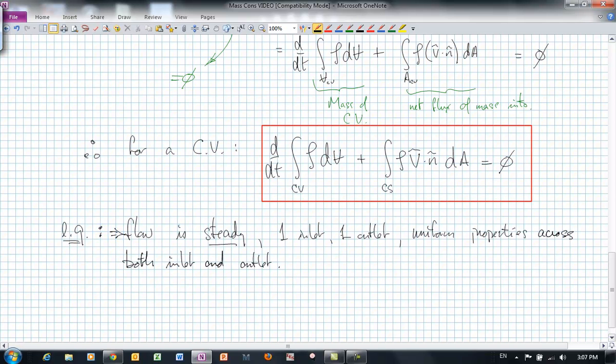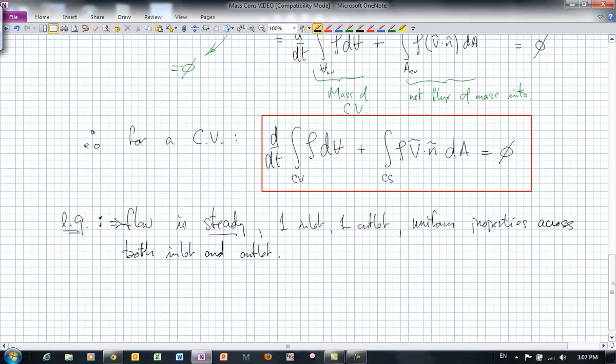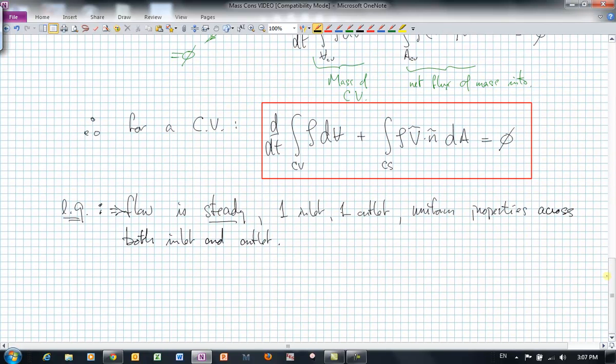Notice that we're not saying that the density is constant everywhere in the system. We're just saying that the density is constant across the opening and it's constant across the outlet. Could be different in both cases, but it's just constant. So what does that mean in terms of our main equation here? Let me call that equation 1.